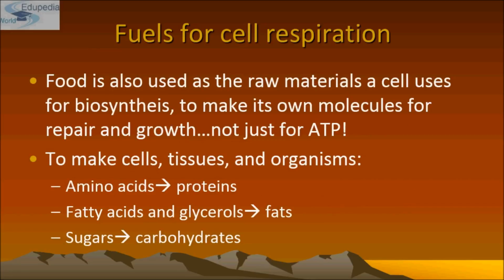Okay, so food is also used as a raw material a cell uses for biosynthesis to make its own molecules for repair and growth, not just for ATP. To make cells, tissues, and organisms, amino acids produce protein, fatty acids and glycerol produce fat, and sugar produces carbohydrates.